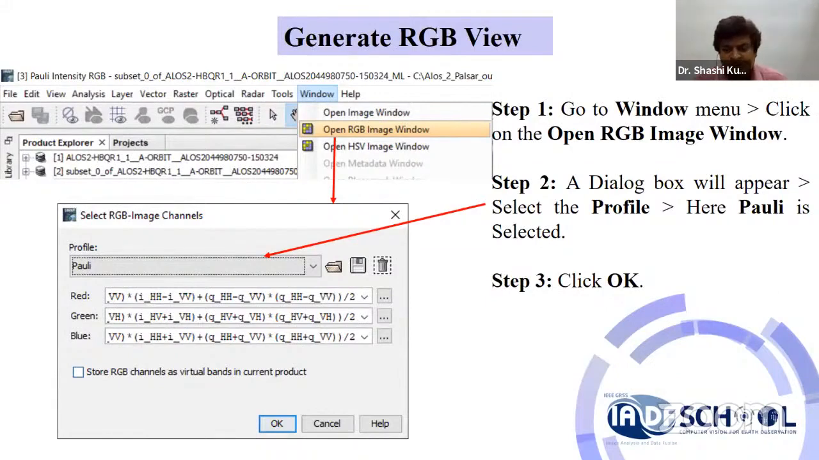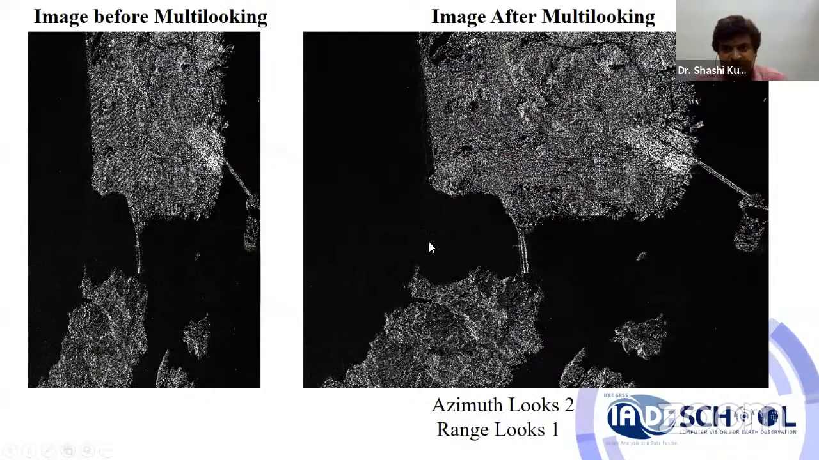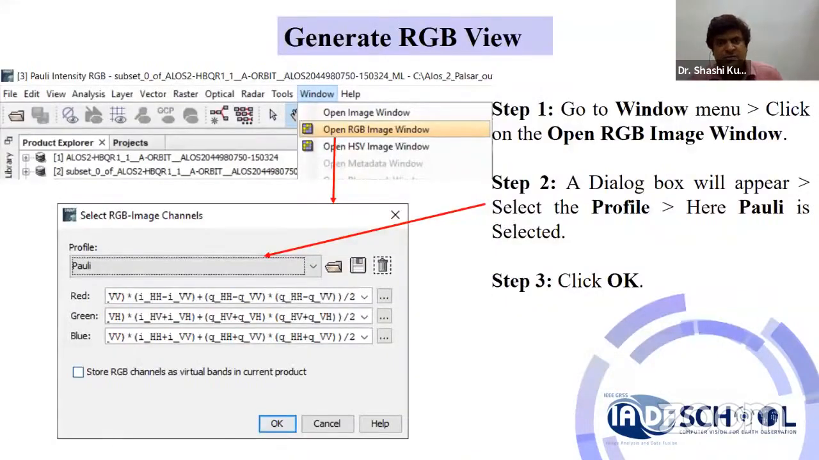So what I will suggest, just open this view by double click, and go to the open RGB image window. When you click on the open RGB window, this will ask for several options. So simply select the option poly, because here RGB analysis is done with the poly view.